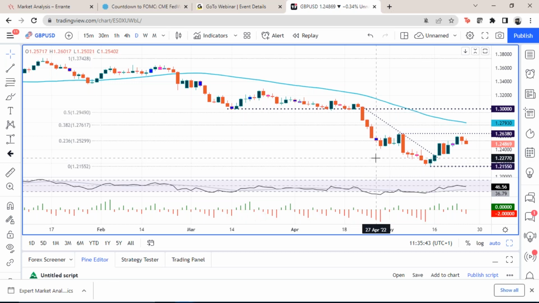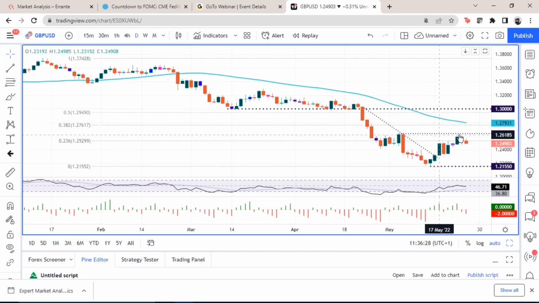Technically, we can see cable, so sterling dollar, has really bounced similar to the euro. And on the daily, again, you can see that positive divergence. So a new low in price, but not in the RSI indicator. And then we've bounced through and broken above that short-term trendline resistance back into 124. And then bulls were obviously heading towards targeting 126.38, that level. And after those PMIs, you saw the sell-off yesterday, and then today we've seen a bit of dollar strength coming in.